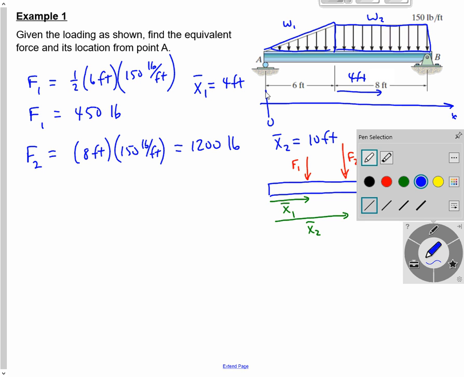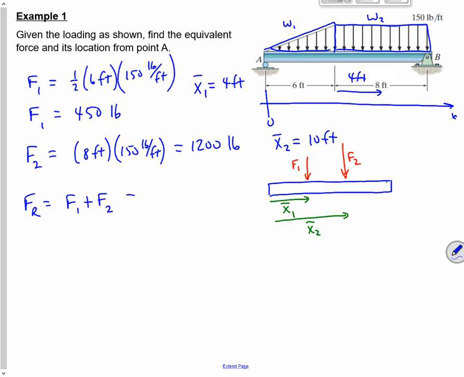So I find the resultant force, Fr, which is just F1 plus F2. And technically this is all vector stuff, but they all point down. So what's that going to be? That's going to be 1,650 pounds.